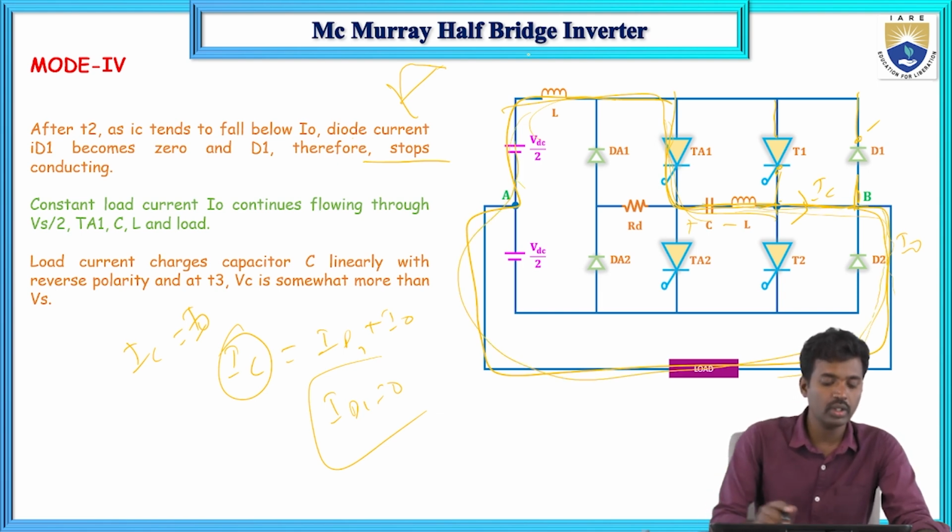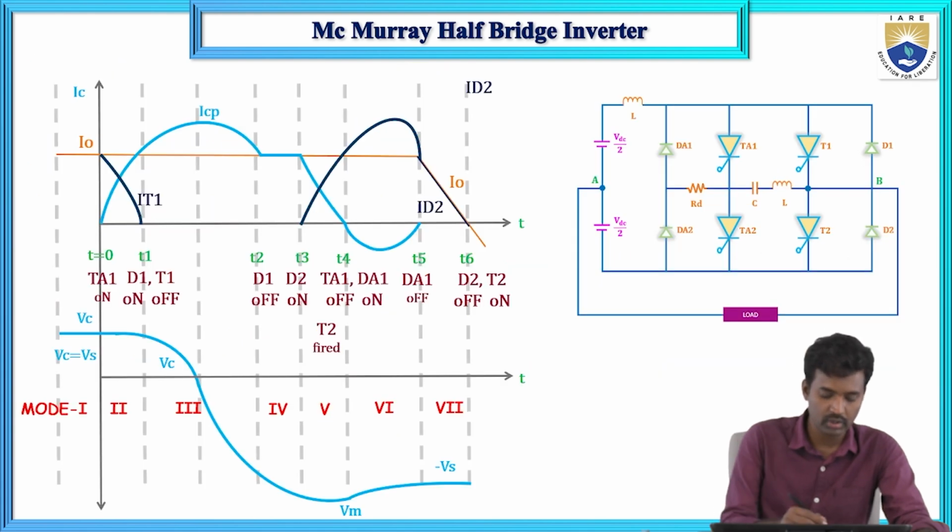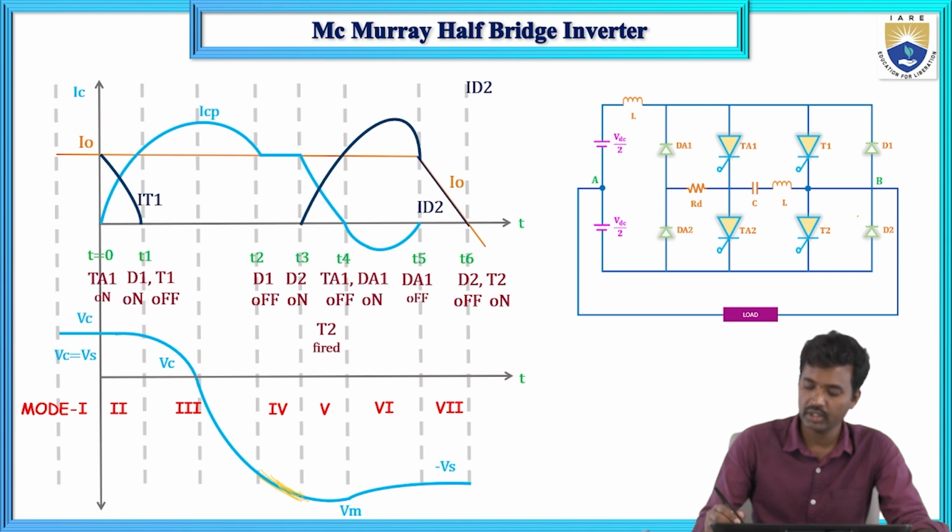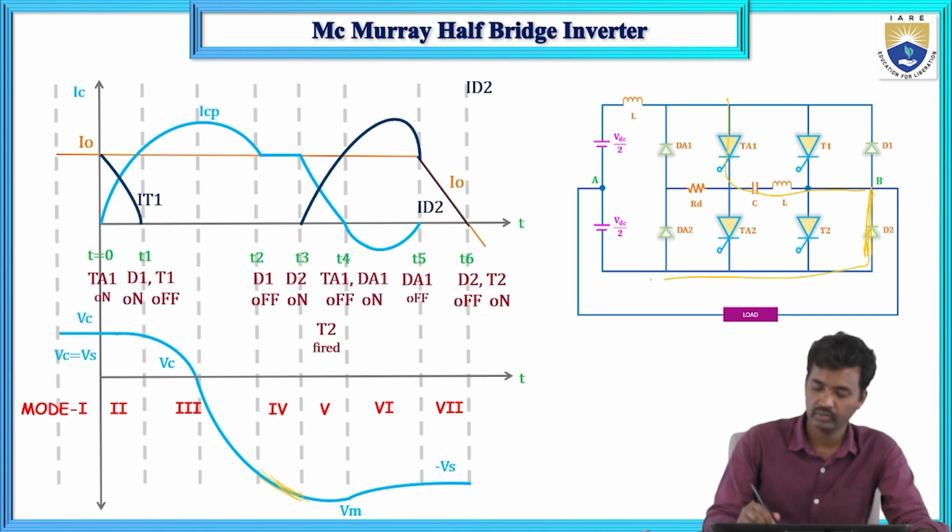Now the load current charges the capacitor linearly with reverse polarity, and at T3 the voltage becomes somewhat more than this. In this case, the D2 diode will conduct.